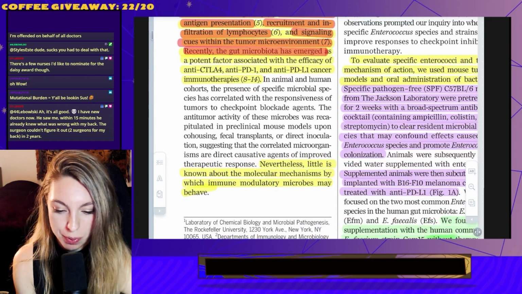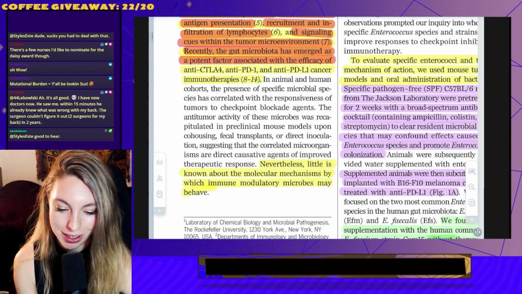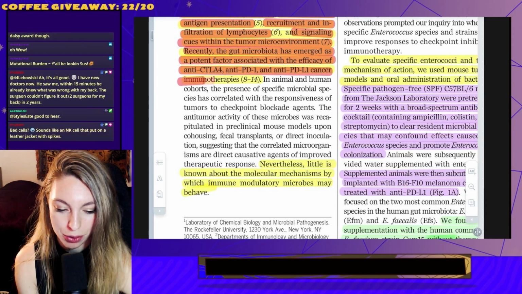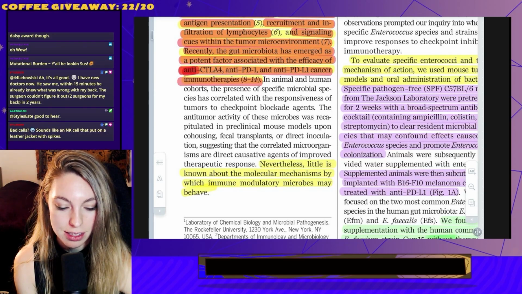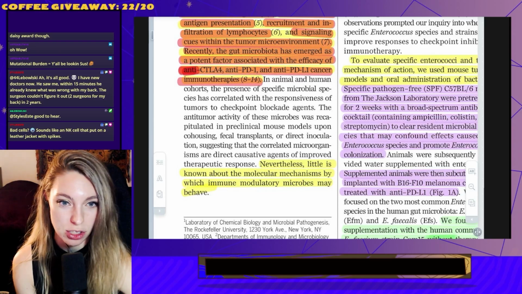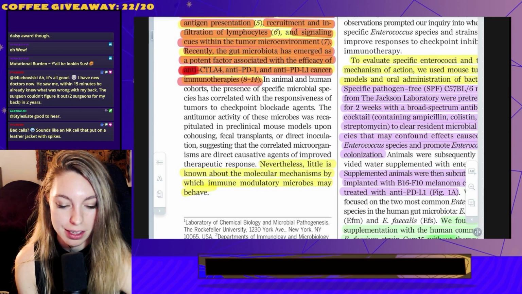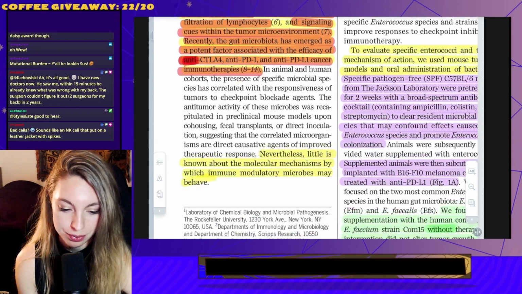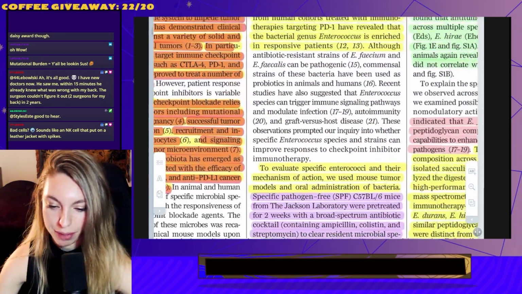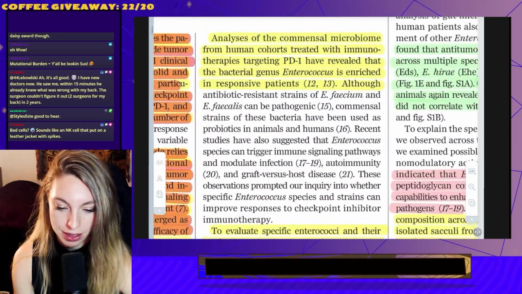Recently, the gut microbiota has emerged as a potent factor associated with the efficacy of anti-CTLA4, anti-PD-1, and anti-PD-L1 cancer immunotherapies. When they say anti, this just means antibodies, okay? It's not like, ooh, we're against the checkpoint inhibitors. It means we're blocking these checkpoints with an antibody, like I showed before. Okay. So basically they wanted to figure out the mechanism. All right, let's go to this part.